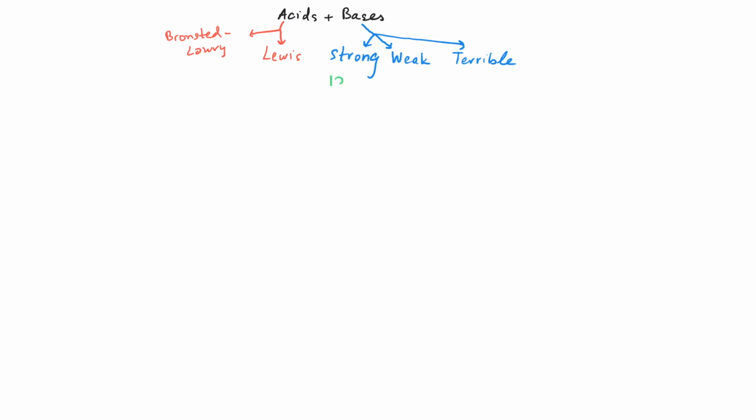If all of the acid or base reacts with water, then we say that it is a strong species. If only some of the acid or base reacts with water, then we call it a weak species. And lastly, a terrible acid or base barely reacts with water. In fact, it reacts to such a small extent that we say that it doesn't react at all. Let's first take a look at acids.